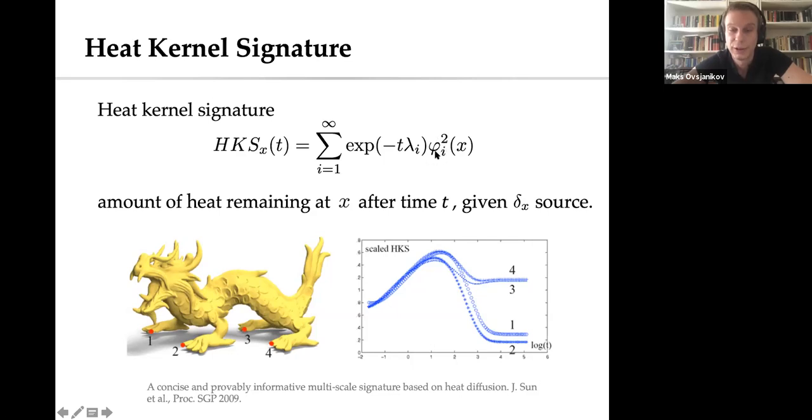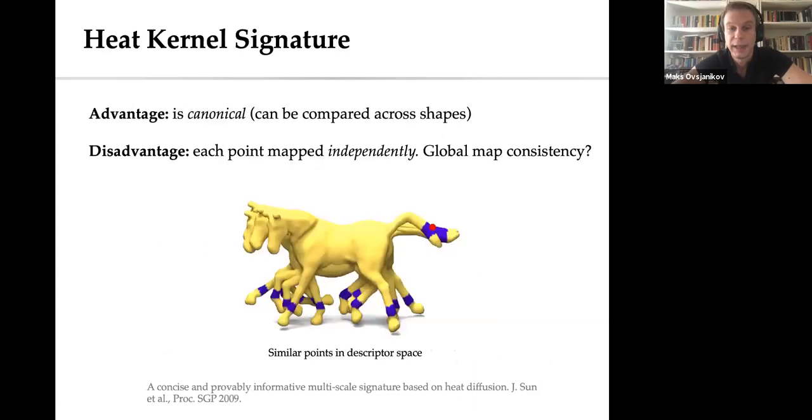So you see the sign disappeared. And also we take this weighted combination. So instead of thinking of a vector of values, we basically sample in the time parameter. And so this led to the heat kernel signature, which is a signature that allows you to compare points on different surfaces. The advantage of this signature is that it's canonical. So basically this allows you to compare points on different surfaces. And so, okay, this is great. This is what we're trying to find. We're trying to find correspondences in different shapes.